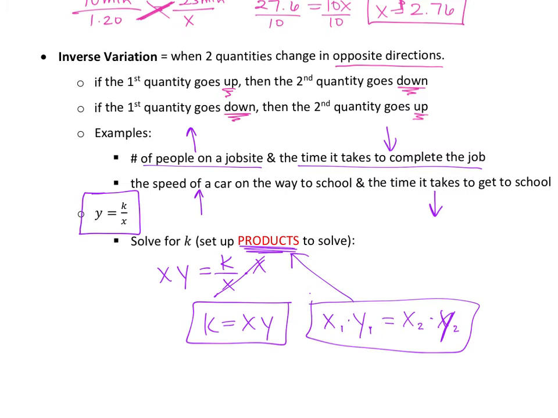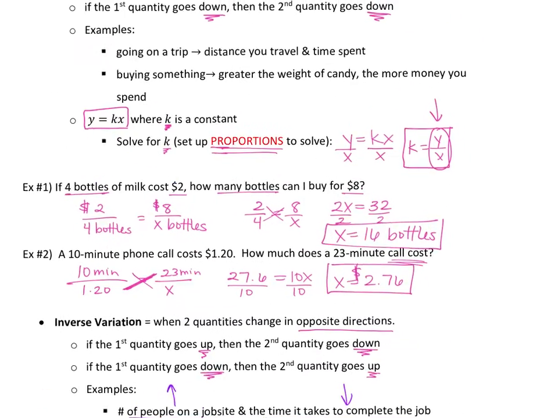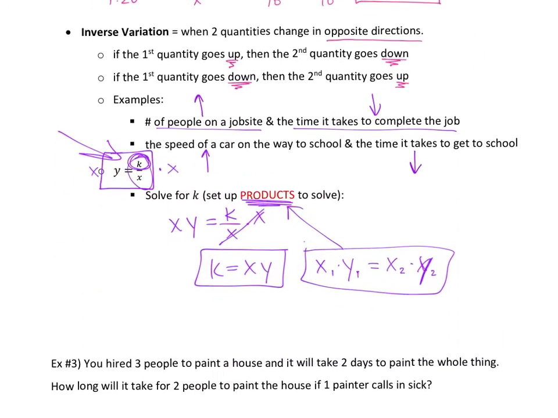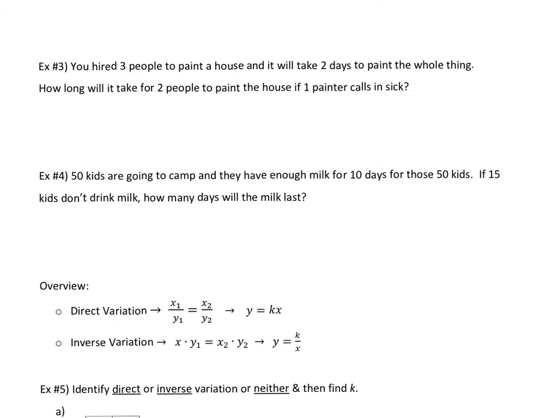We multiply when we are solving for inverse variation, which is weird because if you look at the equation, it's division, right? But we're solving for the constant. Well, in order to get that constant by itself, we have to multiply by x on both sides, which is multiplication. Same thing with direct variation. Direct variation, we're multiplying k times x, but we want to know what k is. So we have to divide to get k by itself, okay? So make sure you're keeping those straight.